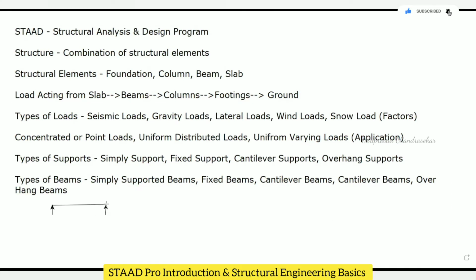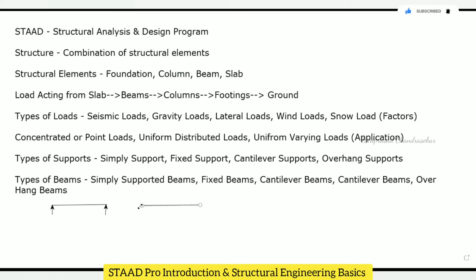So a simple support will have two supports, and the beam is simply going to rest on them. That's why we call them simple supports and a simply supported beam. These two arrows we call simple supports, and the horizontal member we call the simply supported beam. Then we can go to fixed beams or fixed supports.